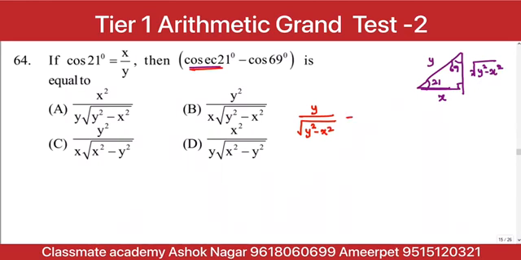69. Cos means adjacent by hypotenuse. Adjacent is under root of y square minus x square by what? Y. So y square gets cancelled anyway. So what you left in the numerator? X square by what? Y into root of y square minus x square. What is an answer here? Answer is A there.